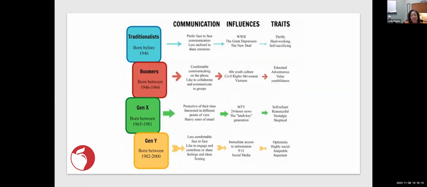Now, I want you to take a really good look at what is on the screen. This is a diagram of multi-generational workforce communication, influences, and traits. Within custodial services and the secretarial frame, all four generations are represented in our workforce: traditionalists, baby boomers, Gen X, and Gen Y. If you can drop in the chat which generation you are, I'd love to see how diverse we are across this conversation. I'll go ahead and do mine. I am a Gen Y.